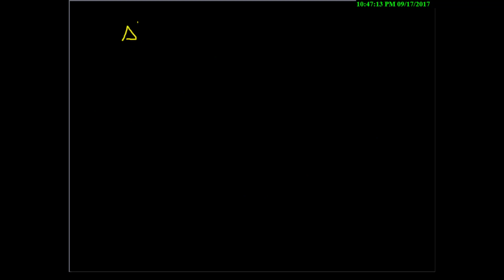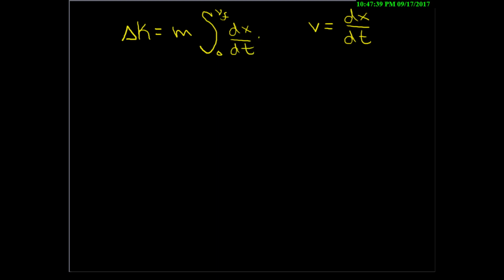So far we've got our change in kinetic energy is equal to the mass integrated from some initial starting velocity to some final velocity. And what we're going to do is substitute in the definition for velocity, which is dx over dt, times our infinitesimal change in velocity. Once we've made that substitution, you'll notice that we now have m times the integration of v dv. And at this stage, we should be able to integrate from 0 to v final.